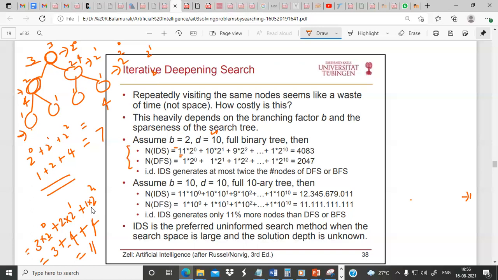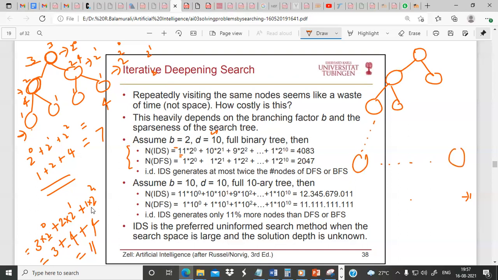Now let us come to this point. B is equal to 2 and D is equal to 10. So this is depth 0, this is the next level, and this is the next level. Like that, we have up to the 10th level.